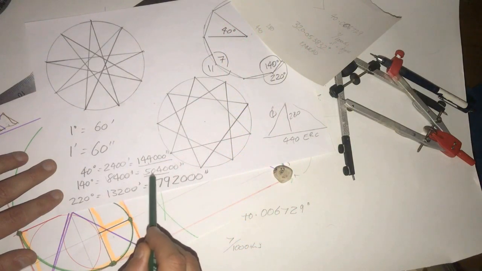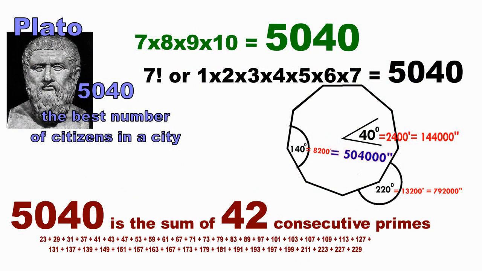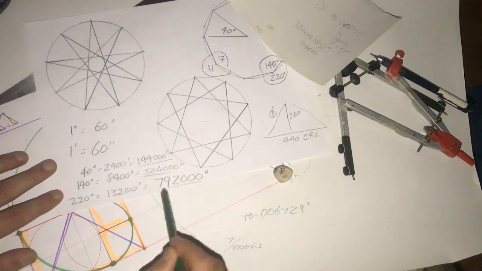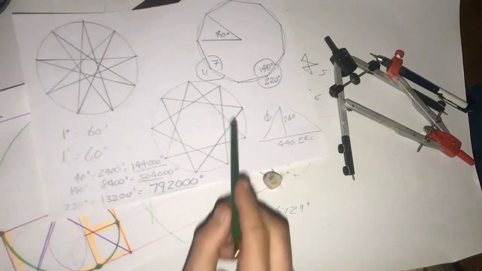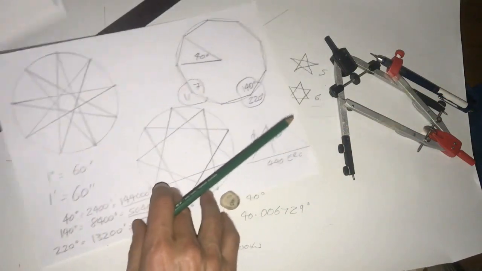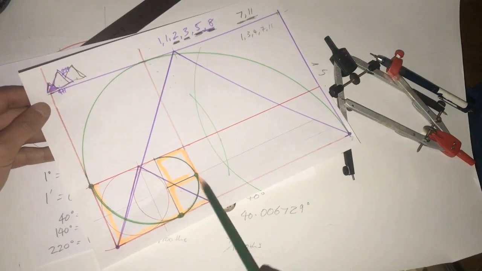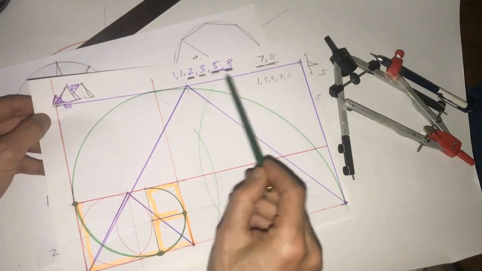5,000, sorry, yeah, 5,040. And all that's related to 792. And of course the Great Pyramid ratio, and also the Khafre and Menkaura Pyramid ratio by the Fibonacci.